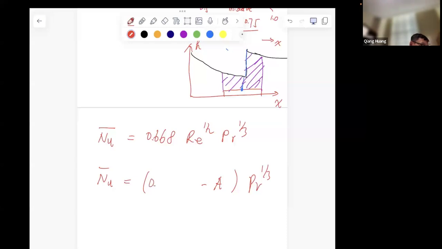So it is 0.03 something, Reynolds number 4, 5. And then this is the end for that.